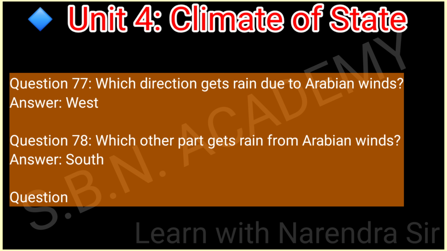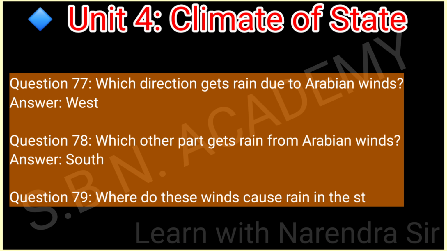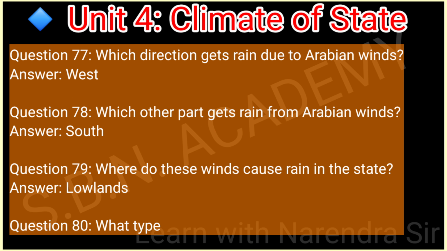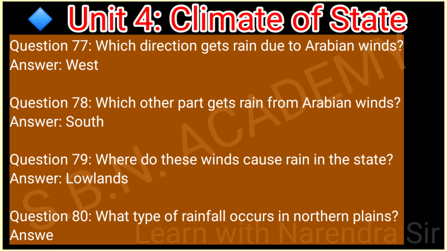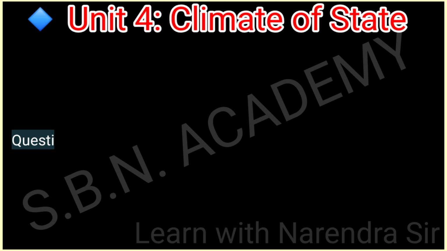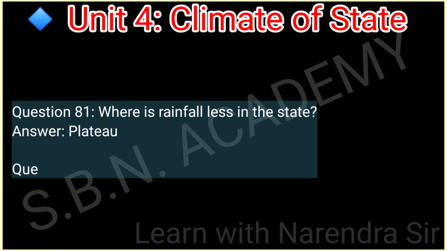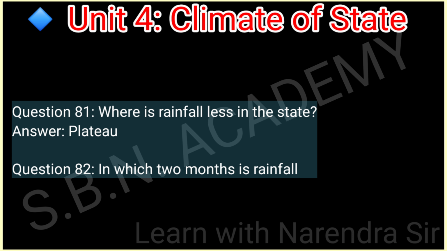Answer, south. Question 79. Where do these winds cause rain in the state? Answer, lowlands. Question 80. What type of rainfall occurs in northern plains? Answer, moderate. Question 81. Where is rainfall less in the state? Answer, plateau. Question 82. In which 2 months is rainfall highest?